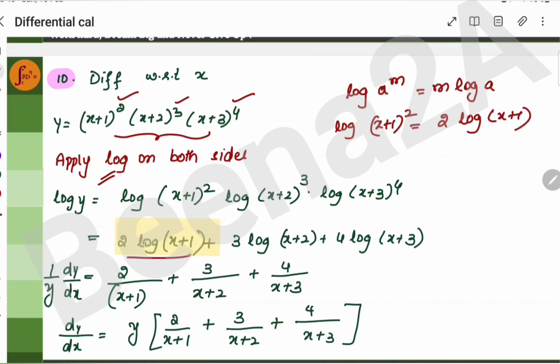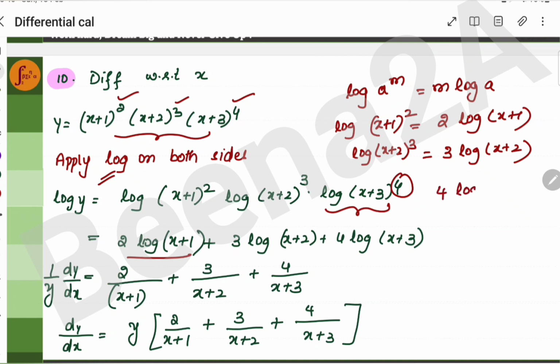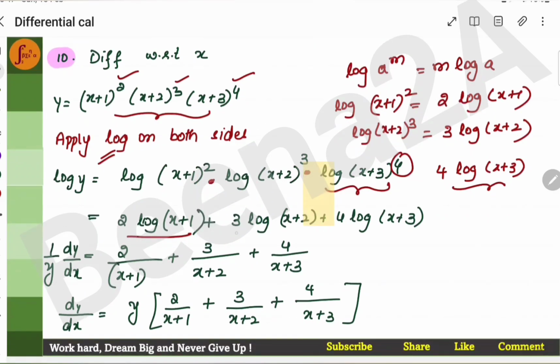So 2 log (x plus 1). Similarly, I have log of (x plus 2) the whole cube. So you can write it as 3 log (x plus 2). And then you have log (x plus 3) to the power 4. You can write this as 4 log (x plus 3). I can write it like this. Now since there is multiplication here, when you apply logarithms, it will become plus. Multiplication will get converted to addition. So now your multiplication has become addition.